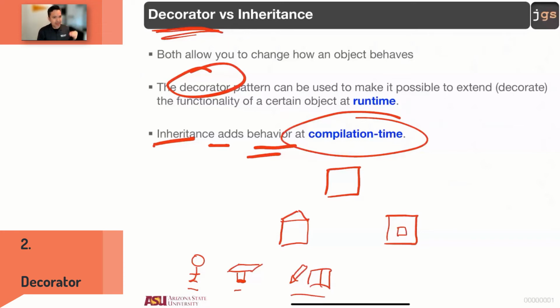What is going to happen at runtime? During the runtime, you can make the connections. At runtime, you can say, you know what?